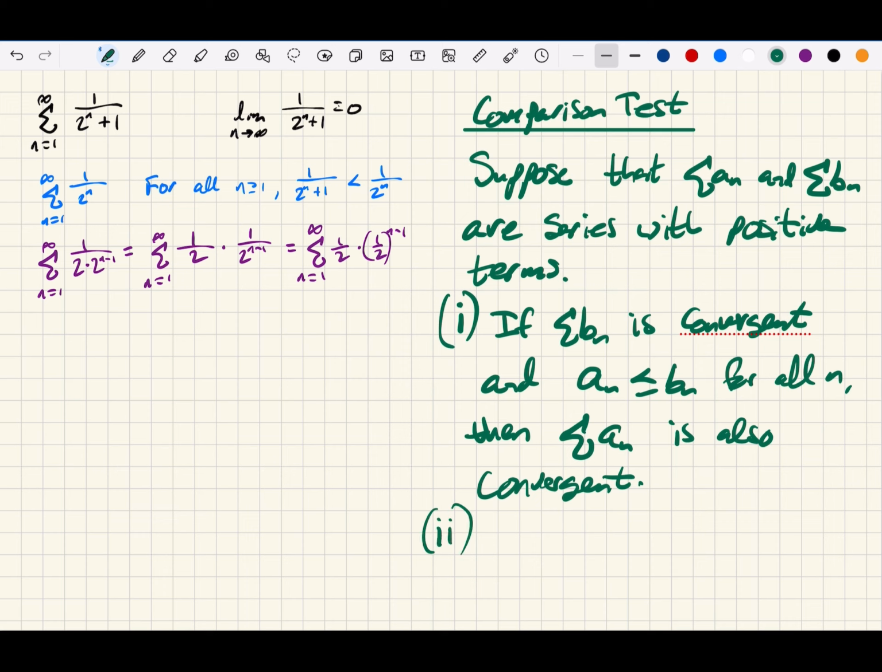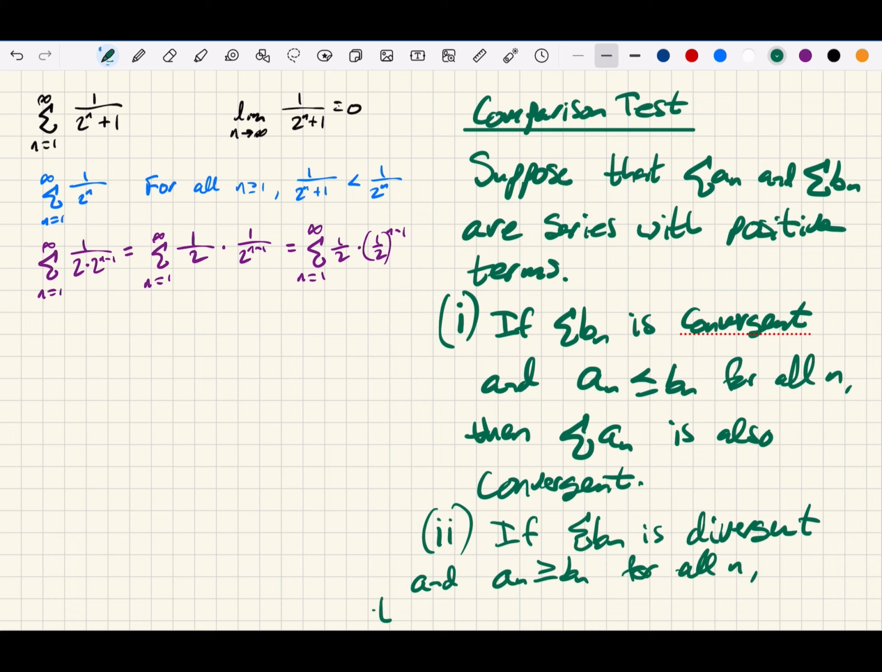Okay, now, and as you would suspect, if the b sub n series is divergent and a sub n is greater than or equal to b sub n for all n, then the a sub n series is also divergent.